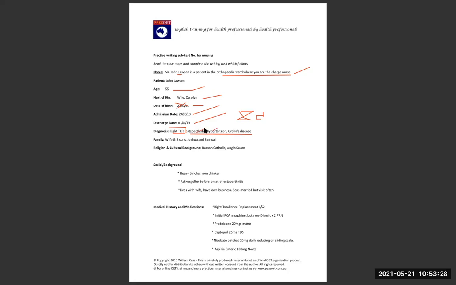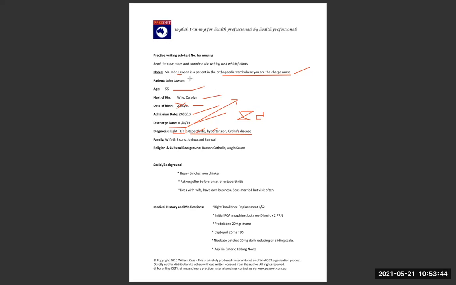Never write this way. I'm writing this letter regarding this patient, regarding Mr. Lawson, who was admitted to our hospital for राइट टोटल नी रिप्लेसमेंट. तो इस काम के लिए आया था.